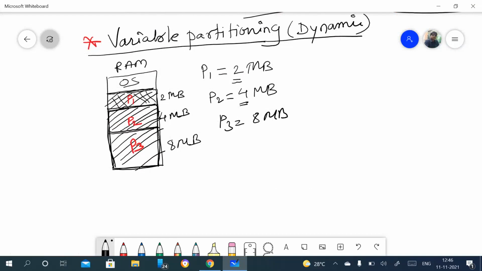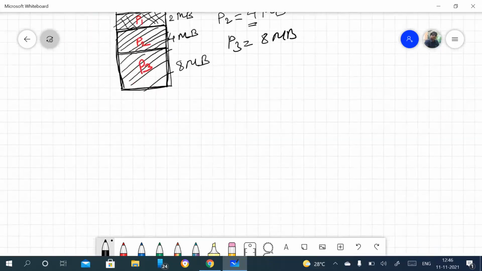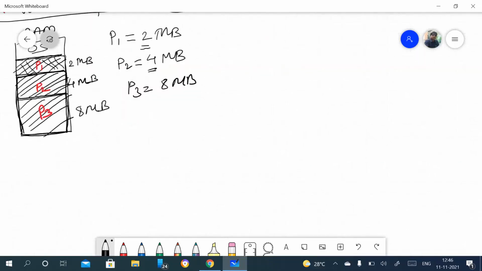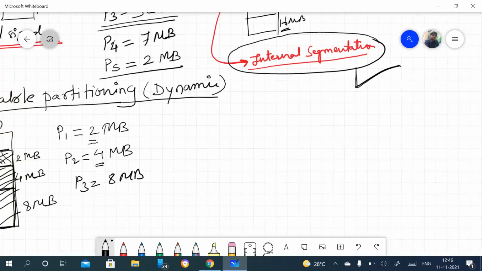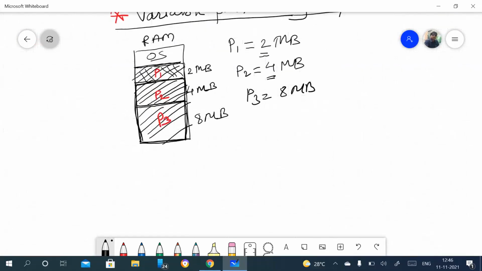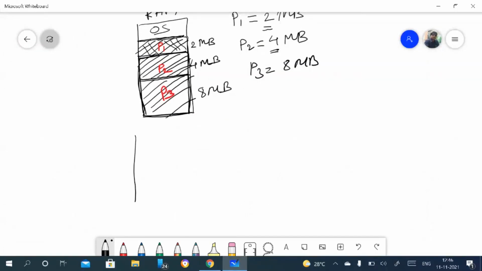Now consider these three processes. We are not wasting any kind of memory here, but assume that P1 completes its execution. P1 completes its execution. This is the OS.